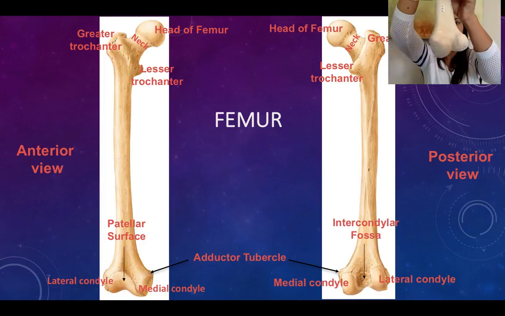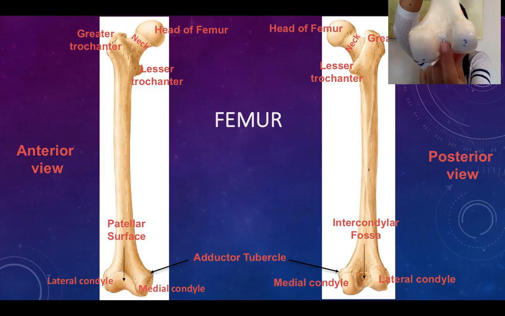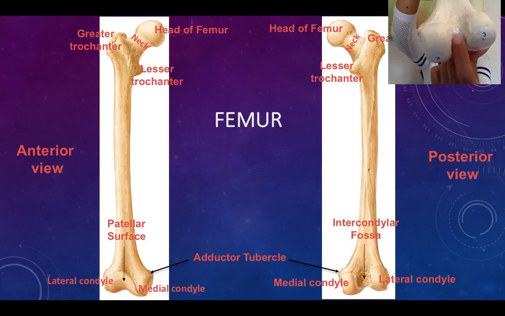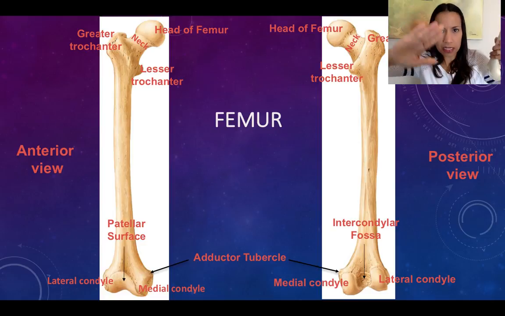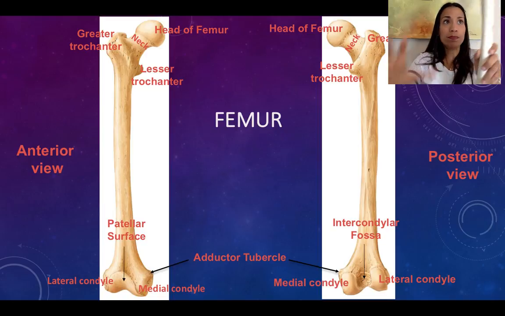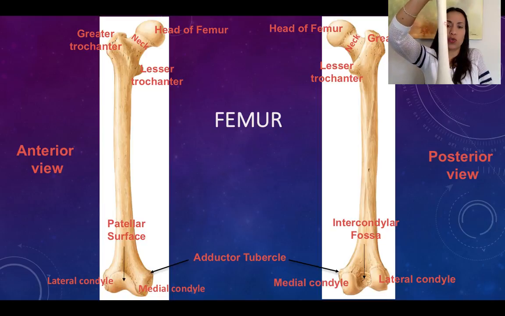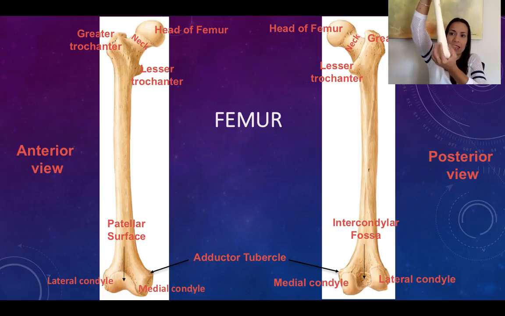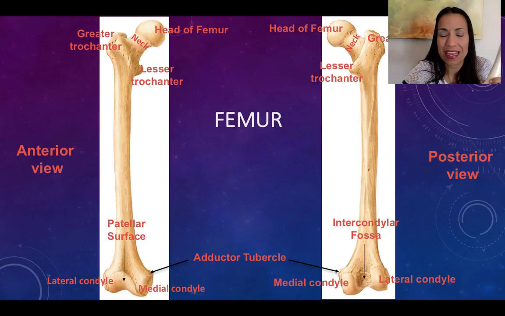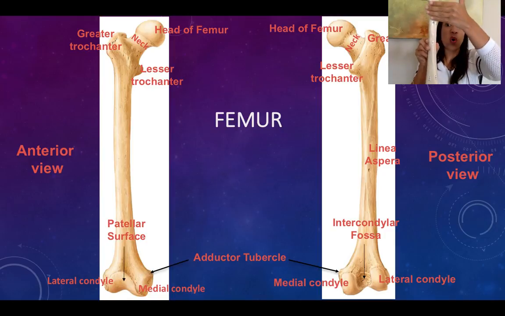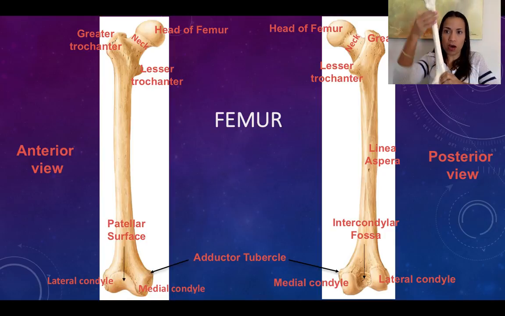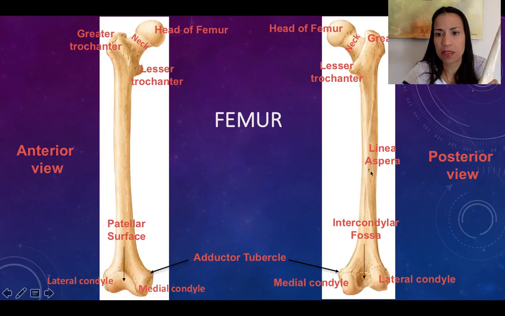Posteriorly, I'm going to turn it. So in between the two condyles, you have this deep fossa, which is the intercondylar fossa. Fossa is just a depression. So those are the landmarks that we need to know in the proximal and in the distal end. Now let's see what we have to describe on the shaft. The only landmarks required by this course are all located on the posterior side of the bone.